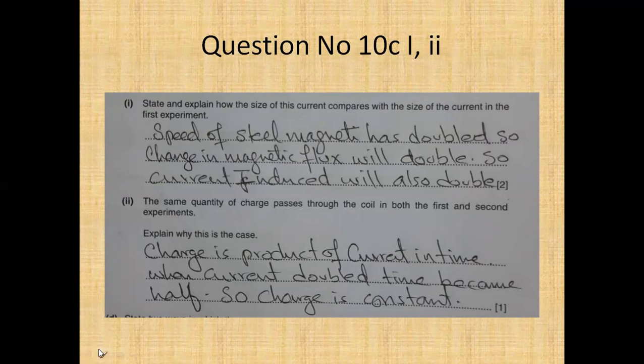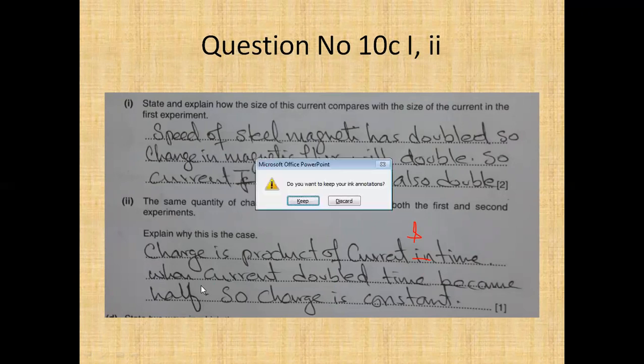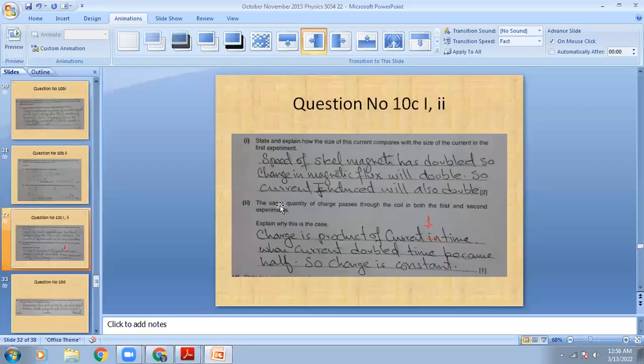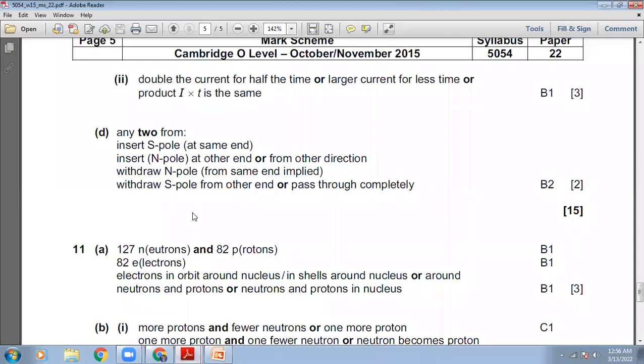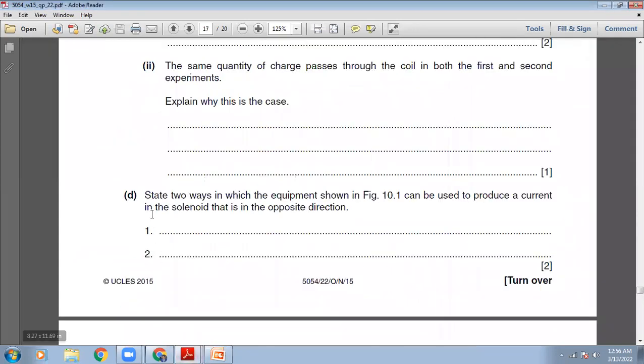Okay, charge is the product of the current and time. When current doubled, time becomes half. So the charge is constant because you double the current, but you have made the time half. Double the current or half the time, a larger current for less time produced. I multiply T is the same. Okay. So the next question.